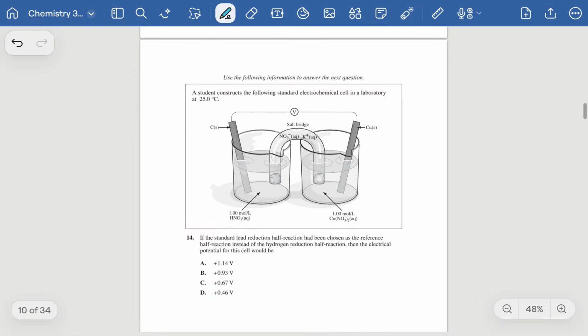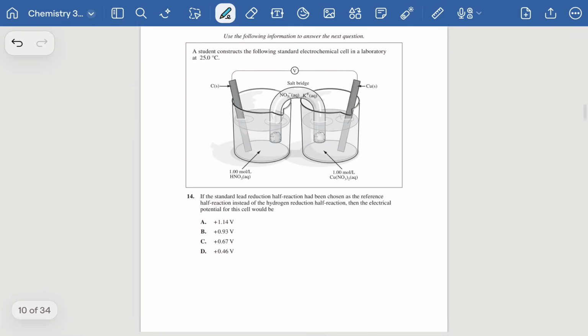Okay, so moving on to this second part of this, we have our 2 half cells. It's asking for the standard potential of the cell, but it's saying that we're changing our reference cell from hydrogen to something else. Oh, it's saying it's lead.